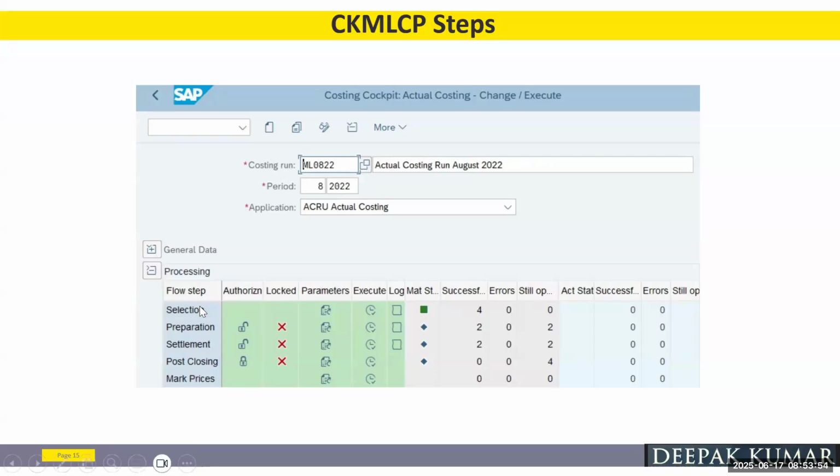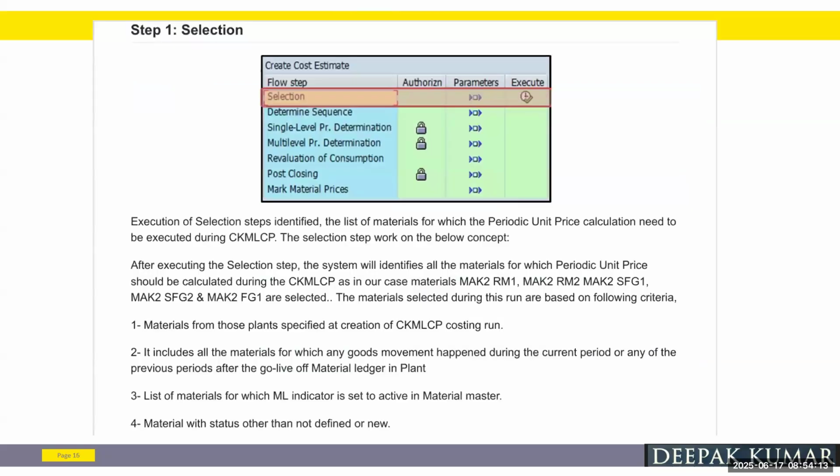This is selection, preparation. Yeah, because we have a lot of other steps, single level, multi-level. So I'm showing both. In future slides, I'll be showing only this ECC part. Okay. Now this is ECC. So now I'll explain each and every step and then the impact on CKM3N.